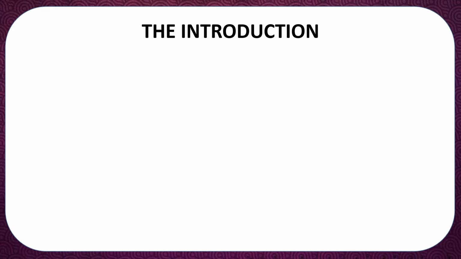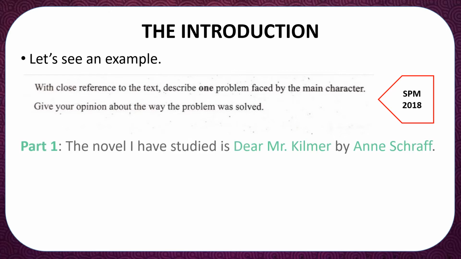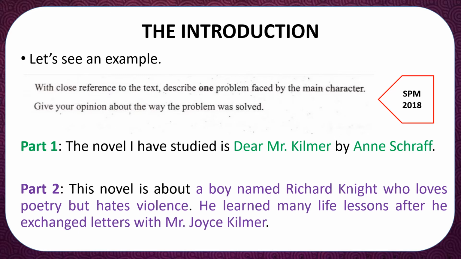So here is an example. With close reference to the text, describe one problem faced by the main character. Give your opinion about the way the problem was solved. This is SPM 2018 question. So how do you write part 1? Well, part 1 is the novel I have studied is Dear Mr. Kilmer by Anne Schraff. And part 2, this novel is about a boy named Richard Knight who loves poetry but hates violence. He learned many life lessons after he exchanged letters with Mr. Joyce Kilmer.